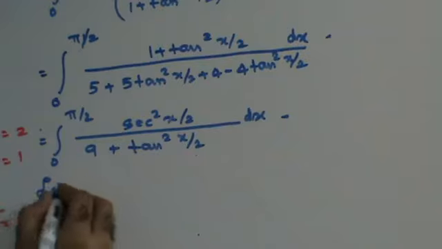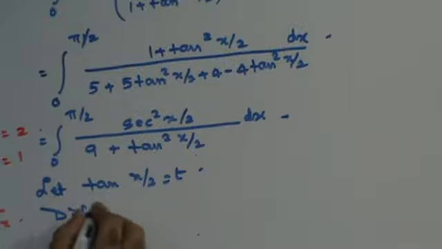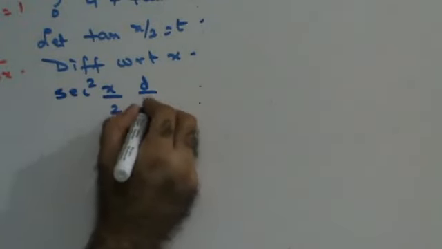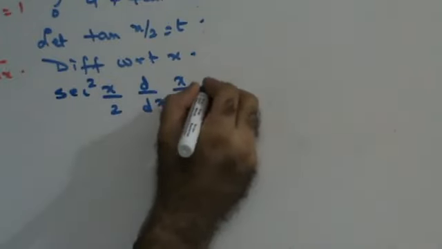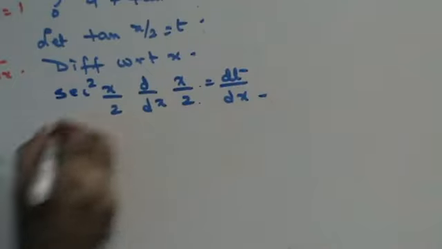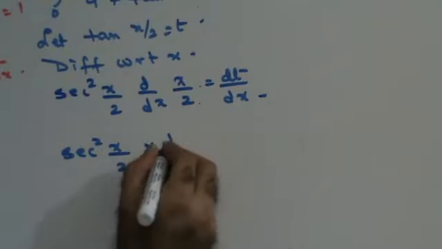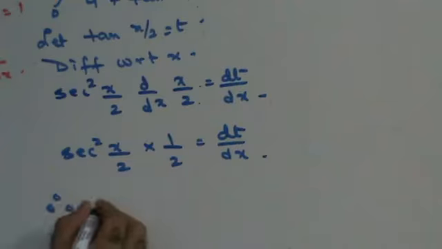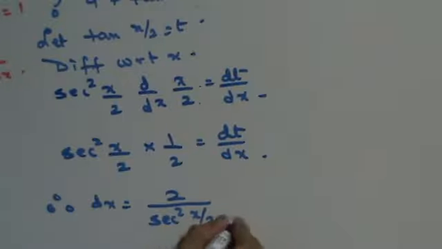Next you will say let tan x by 2 be equal to t. Differentiate with respect to x. dy dx of tan u is sec square u dy dx of u. So dy dx of x by 2 is dt by dx. So this is sec square x by 2, dy dx of x is 1, so into 1 by 2 is dt by dx. Therefore you can say that dx is 2 upon sec square x by 2.